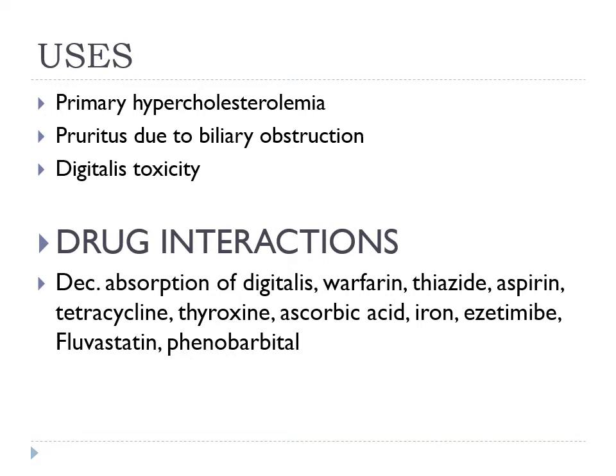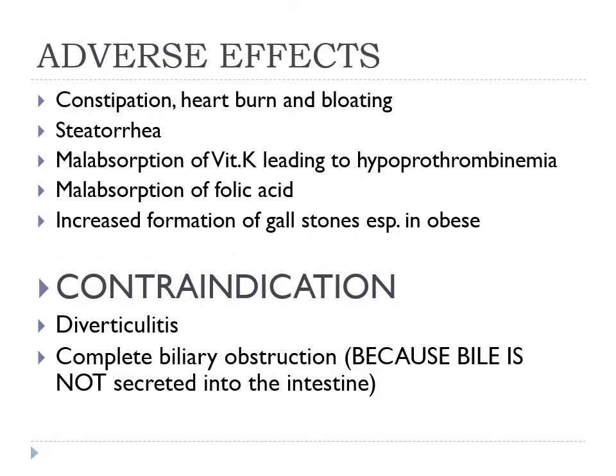They affect the absorption of neutral drugs, anions, all of them. Their main adverse effect is constipation and bloating. It occurs in a lot of patients. In some patients having pre-existing intestinal diseases, they can produce steatorrhea, and they can inhibit the absorption of vitamin K, leading to hypoprothrombinemia. So if a person is also taking anticoagulants and we have to give him resins, we should monitor his PT levels. It can also cause malabsorption of folic acid, and the increased formation of gallstones, especially in obese. So bile acid binding resins and fibrates, they both can lead to cholelithiasis.